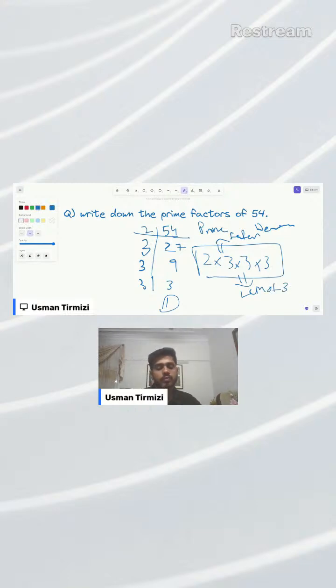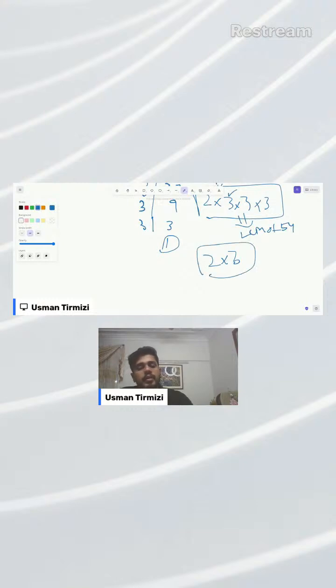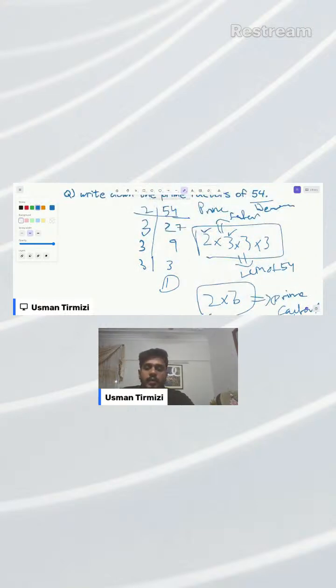Oh, sorry, of 54. So which are the two prime factors? So we see 2, we see 3. So these are two prime numbers which are the factors of 54. So we say 2 and 3 are the prime factors of 54. Do you get this? Do you understand this problem?